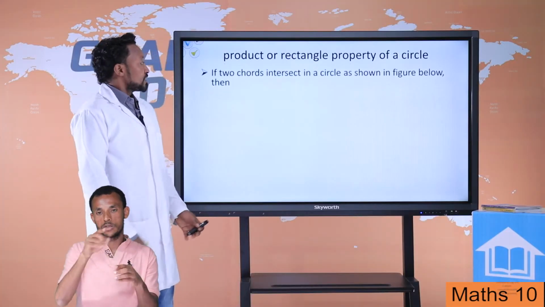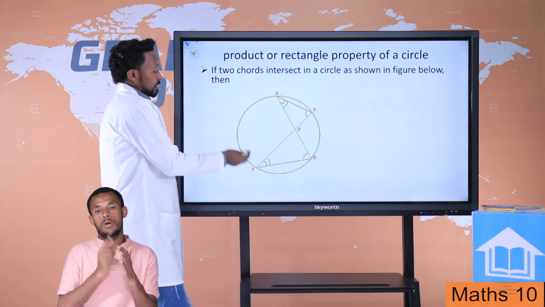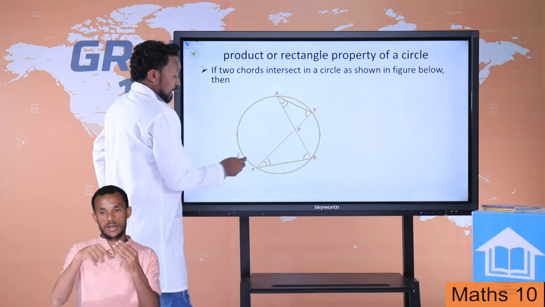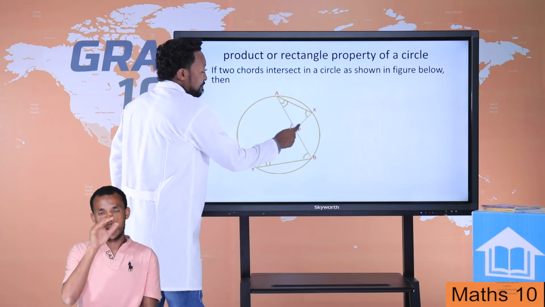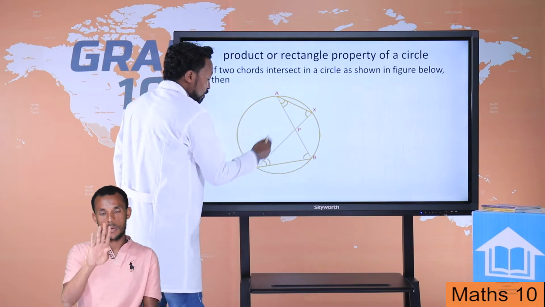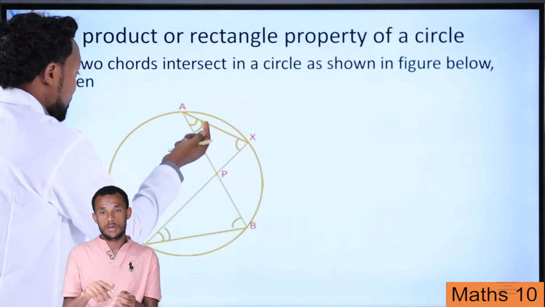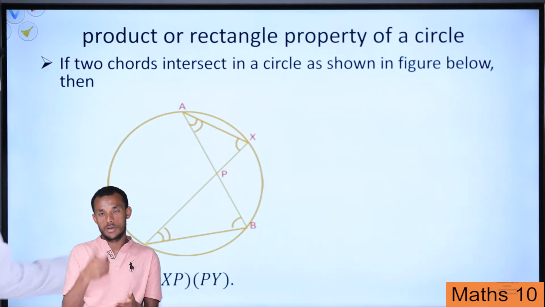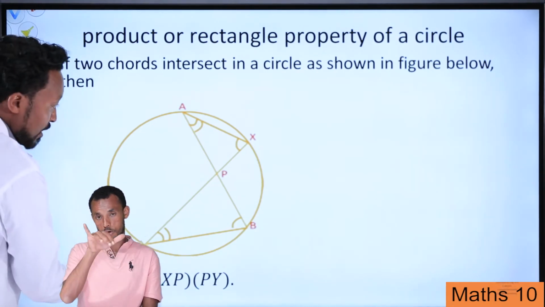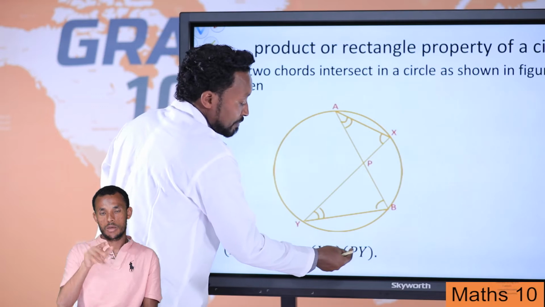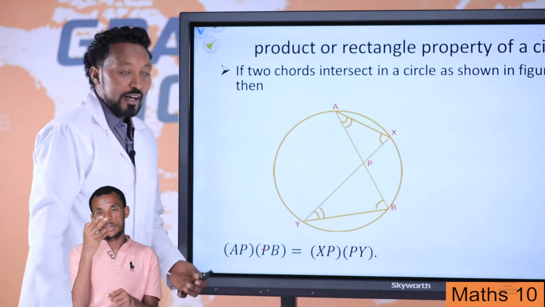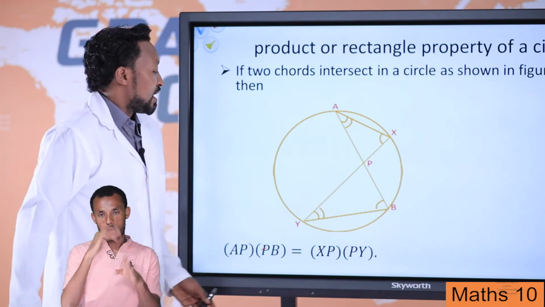There is also a product property here. What does the product property mean? The lengths of two intersecting chords that intersect in a circle, as shown here, are YP and PX, and AP and PB. Therefore, the product AP times BP is the same as XP multiplied by PY. This is proved by using the similarity idea that is seen in the grade 9 section.